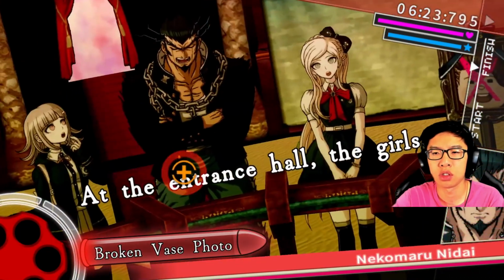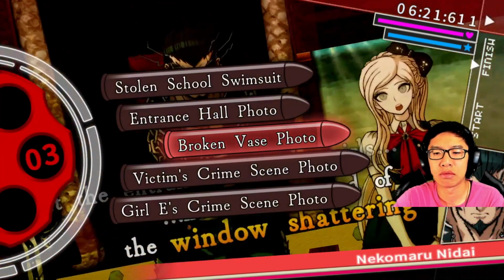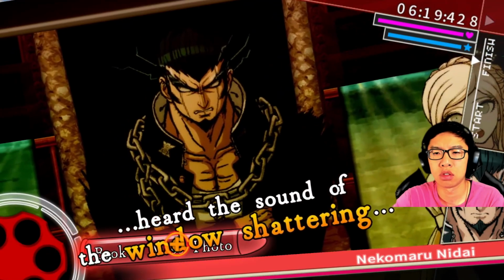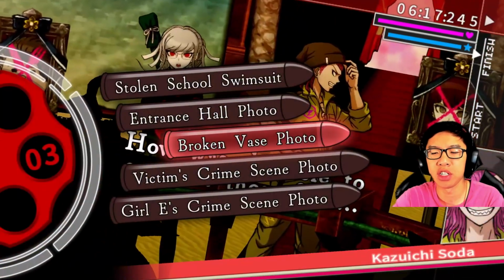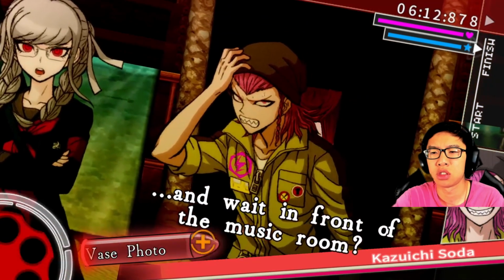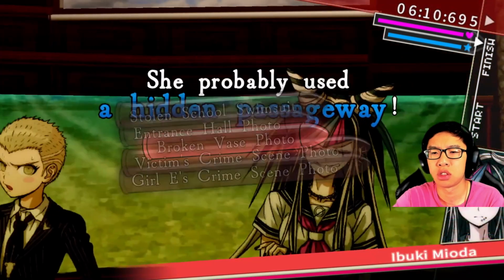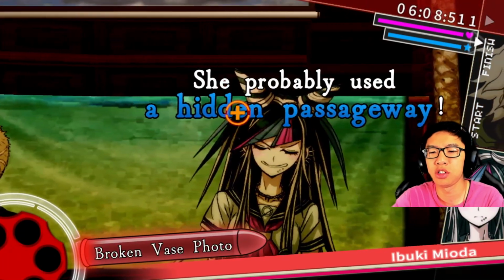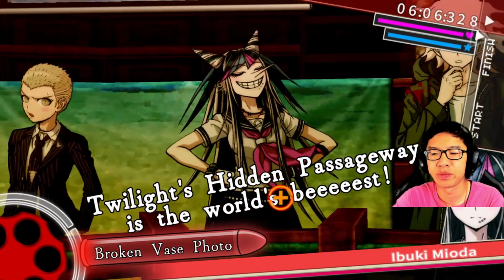At the entrance hall, the girls heard the sound of the window shattering. How was she able to get past those 4 and wait in front of the music room? She probably used a hidden passageway. Oh, you can agree with that. Hidden passageway is the world's best.